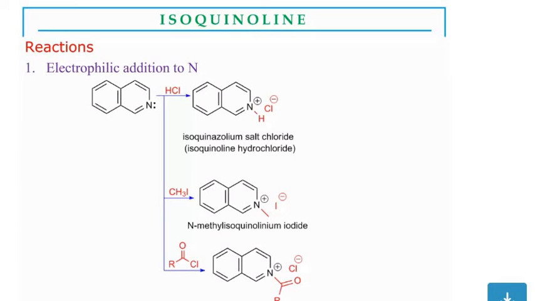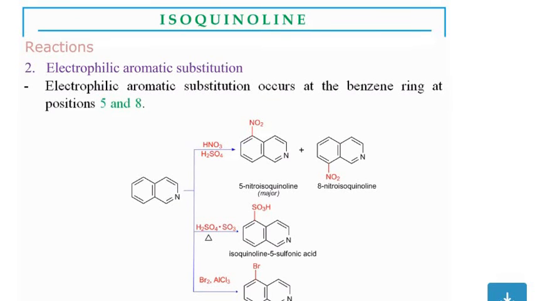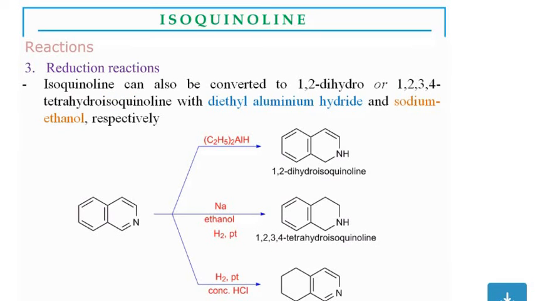You can see the electrophilic addition to nitrogen, isoquinolinium salt chloride, and N-methyl isoquinolinium iodide, and in the same way nitrogen gets protonated and chloride is the counter ion. Now, electrophilic aromatic substitution occurs at the benzene ring at position 5. You can see the nitration, sulfonation, and bromination.